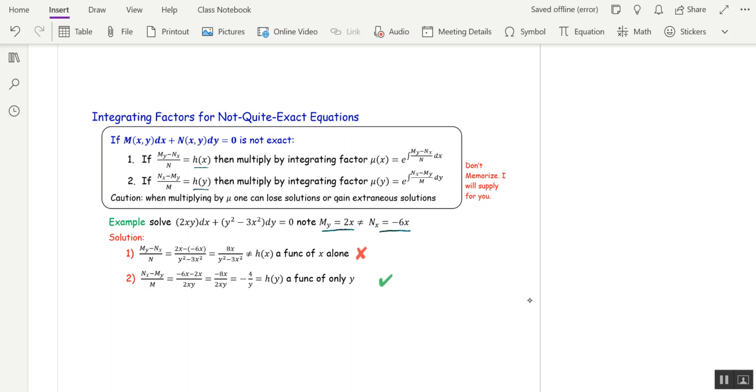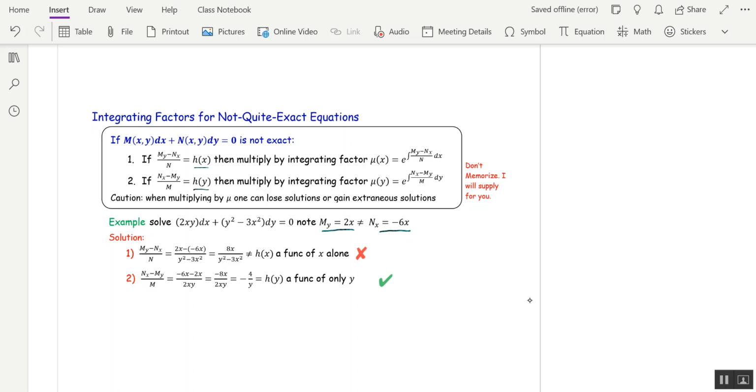Now, 1 and 2 are pretty much equal weights. I always start by checking 1. If 1 isn't true, I check 2. You don't have to memorize these formulas. I'll give them to you if you need them on a test. You just won't use them enough to have to memorize them. You do have to memorize the process for finding the solution of an exact differential equation that we just did, but this you do not have to memorize.